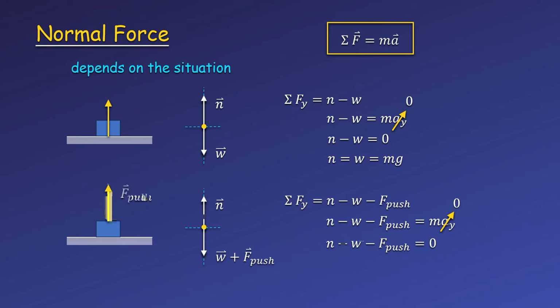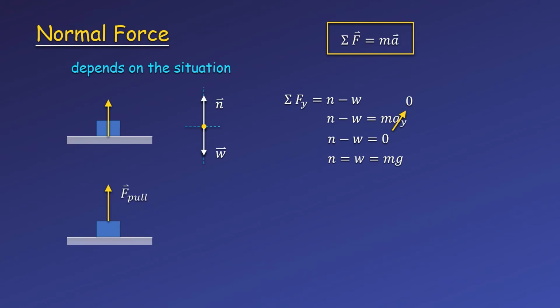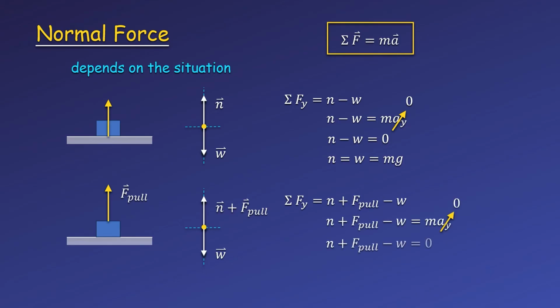We could also use a pulling force upward instead. Say we have a force pulling upward, but it's not enough to pick the box up off the surface. Well, there will be a normal force upward since the box is still on the surface and the weight is still going down. This pulling force will be positive since it is upward like the normal force. And again, acceleration will be 0, and solving for the normal force, we find that it is smaller this time, or less than the weight.